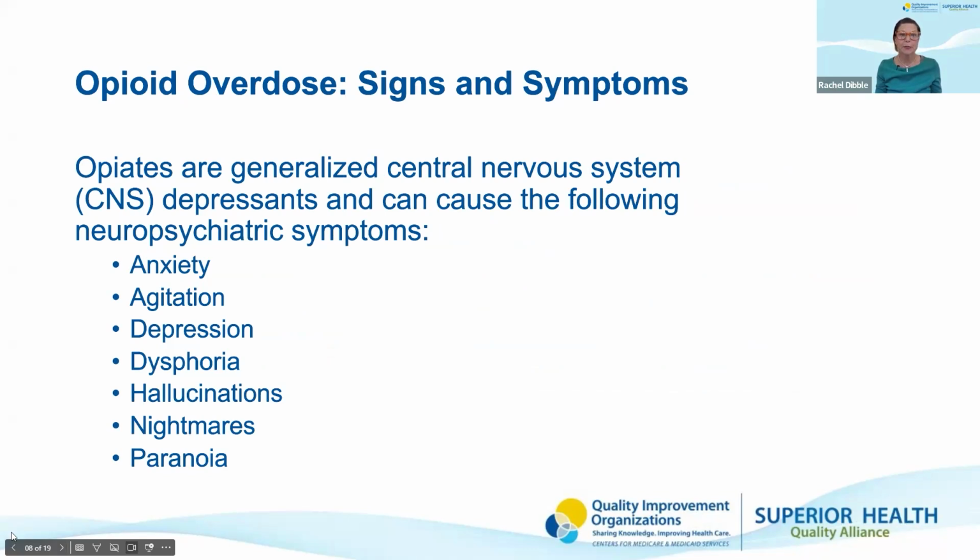So what are the signs and symptoms? We know through the receptors we are affecting our central nervous system, hence decreasing our respiration rate. So opiates are generalized central nervous system. That's why the epidemic is so bad, because it's the central, which means you get one shot. If it's too much, that's it, unless potentially you have naloxone. Again, it's a depressant and can cause the following neuropsychiatric symptoms.